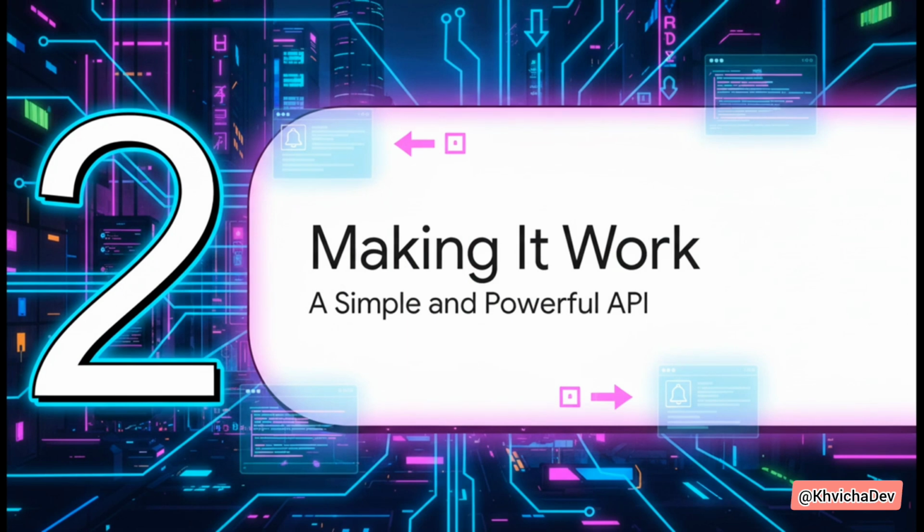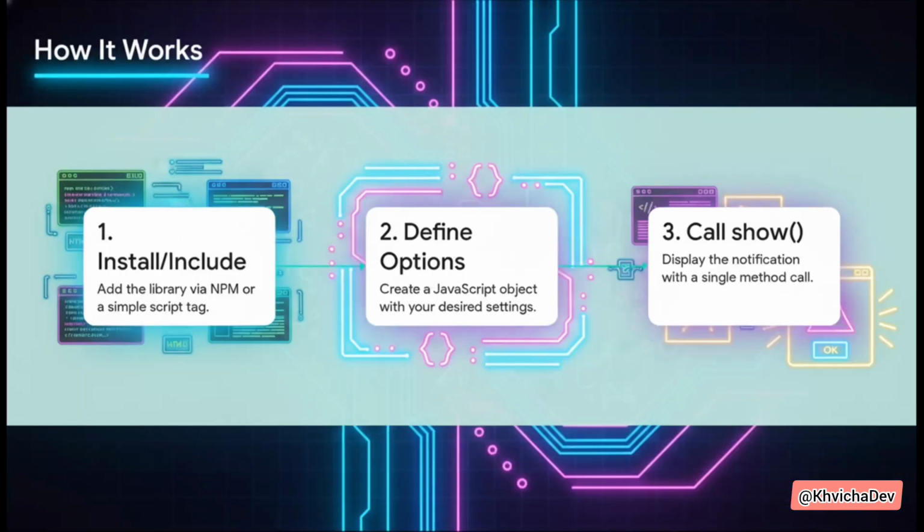Because a library is only as good as its API, right? Well, let's see how simple it is to get this thing up and running. You're not going to believe this. It's literally 3 steps. 1, you install it, either with npm or just by plopping a script tag into your page. 2, you create a little object with your settings, what you want the message to say, what kind of notification it is. And 3, you call one function, show. That's it. Seriously, that is all it takes to get a notification on the screen.